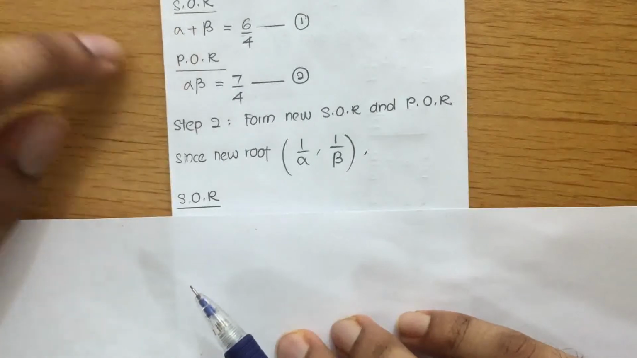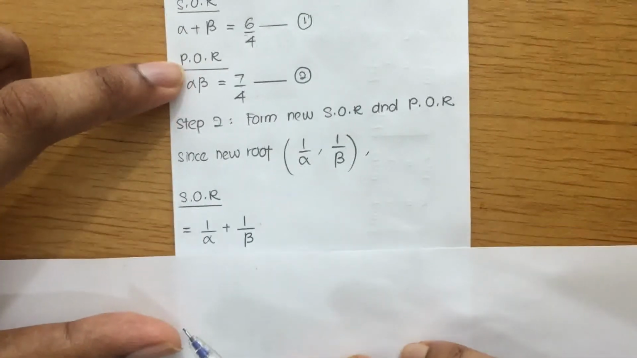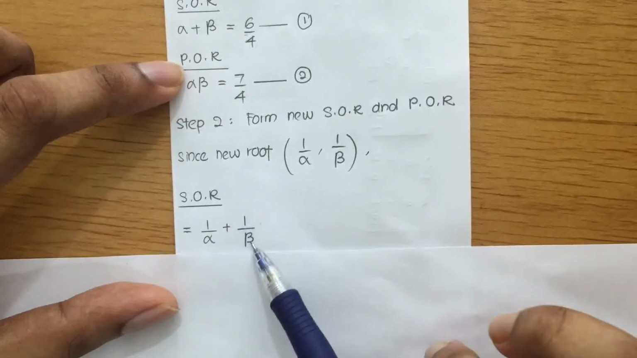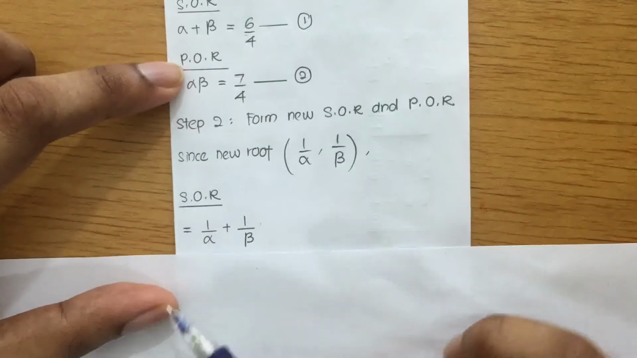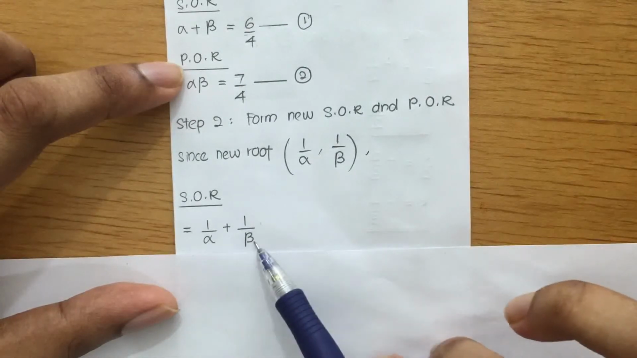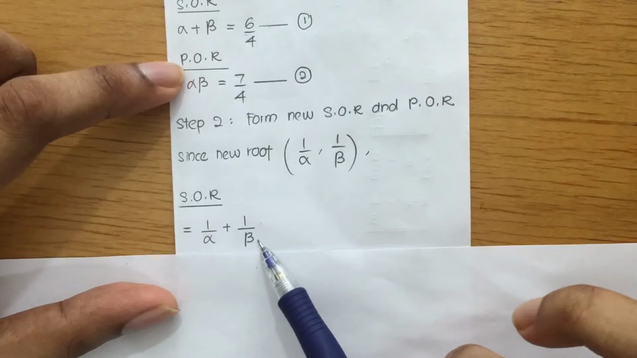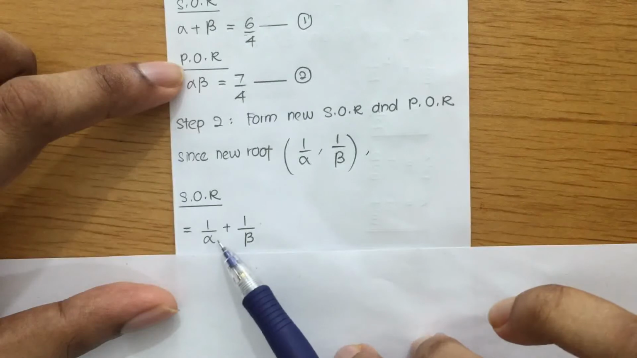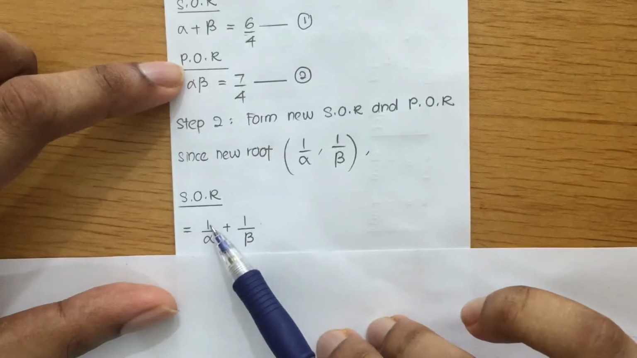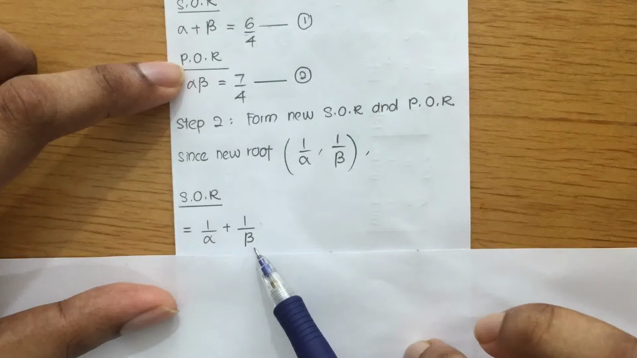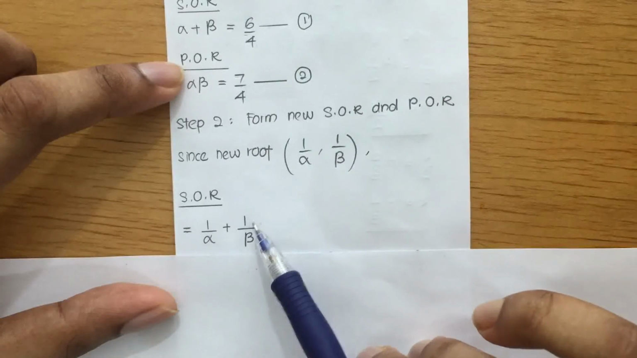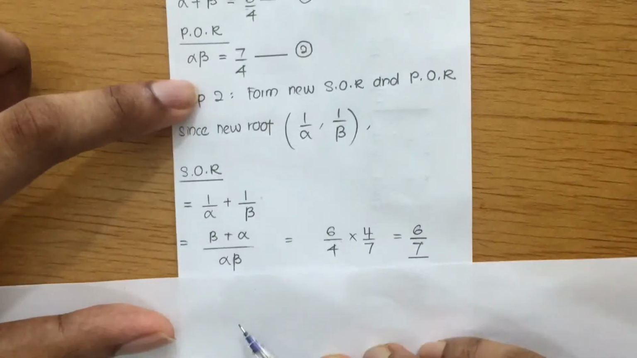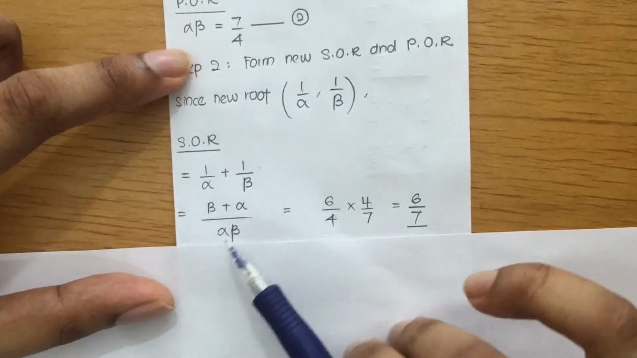The SOR, which is the sum of roots, in this case equals 1 over alpha plus 1 over beta. Since 1 over alpha and 1 over beta are in fraction form, the simple rule is that you need to make the base the same. So for this beta, you multiply the base by alpha, and for this alpha, you multiply the base by beta. When you multiply the denominator, you have to multiply the numerator as well. You combine them, and you should get beta plus alpha over alpha beta.